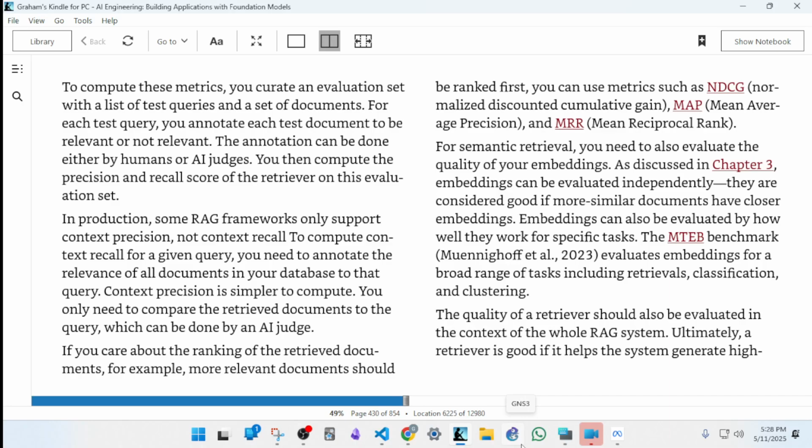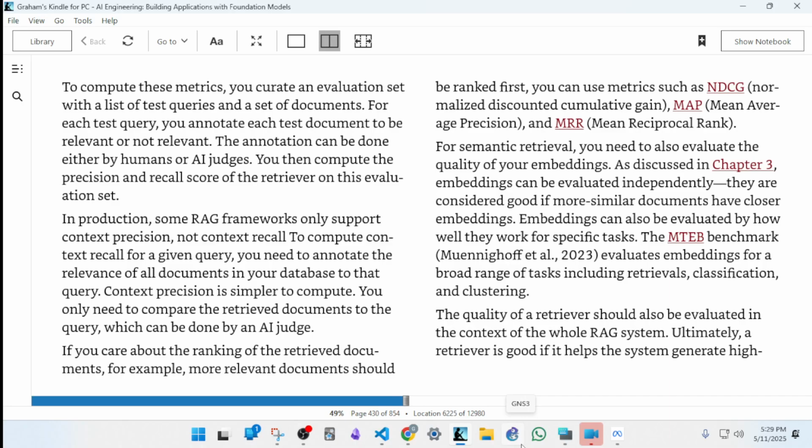For semantic retrieval, you need to also evaluate the quality of your embeddings. As discussed in Chapter 3, embeddings can be evaluated independently. They are considered good if more similar documents have closer embeddings. Embeddings can also be evaluated by how well they work for specific tasks. The MTEB benchmark, Muennighoff et al. 2023, evaluates embeddings for a broad range of tasks, including retrieval, classification, and clustering.